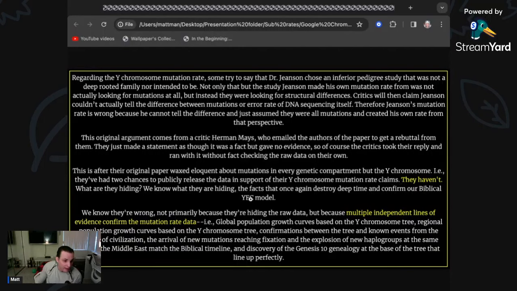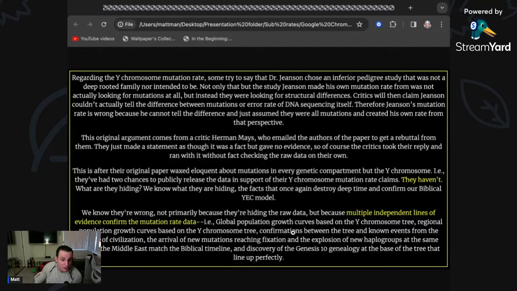We all know what they're hiding. The fact that once again destroys their deep time and confirms the biblical model. We know that they're wrong, not primarily because they're hiding any of the raw material and data, but because multiple independent lines of evidence confirm that this mutation rate is true. Remember, we just looked at all the mitochondrial evidence to show that it's true.